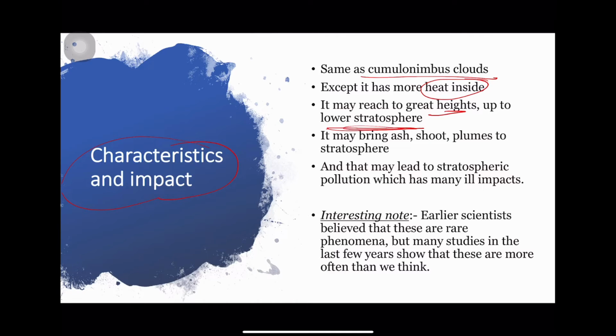As in the case of the Australian bushfire, they may bring ash, soot or plumes to the stratosphere. When this ash or soot reaches the lower stratosphere, naturally they will pollute it, which may have their own ill impacts. Let me tell you an interesting fact. In earlier times, scientists used to believe that these kinds of phenomena, like mushroom clouds or pyrocumulonimbus clouds, are very rare. But in recent times, in the last 2 or 3 decades, it has been found that pyrocumulonimbus clouds are not as rare as we used to think.